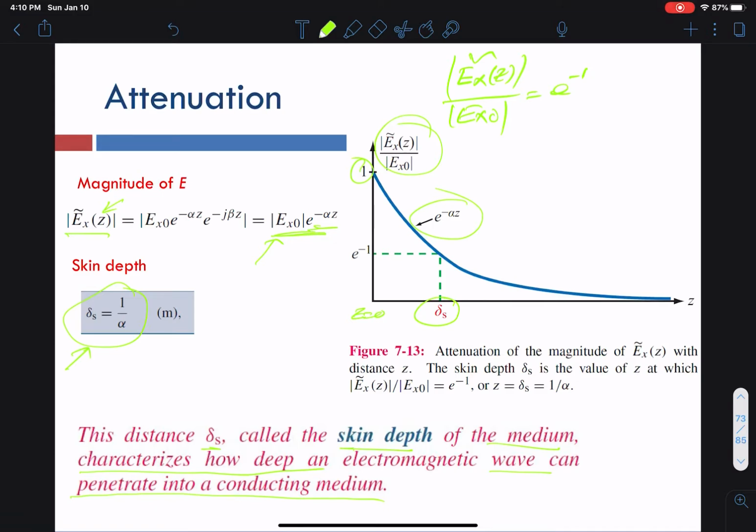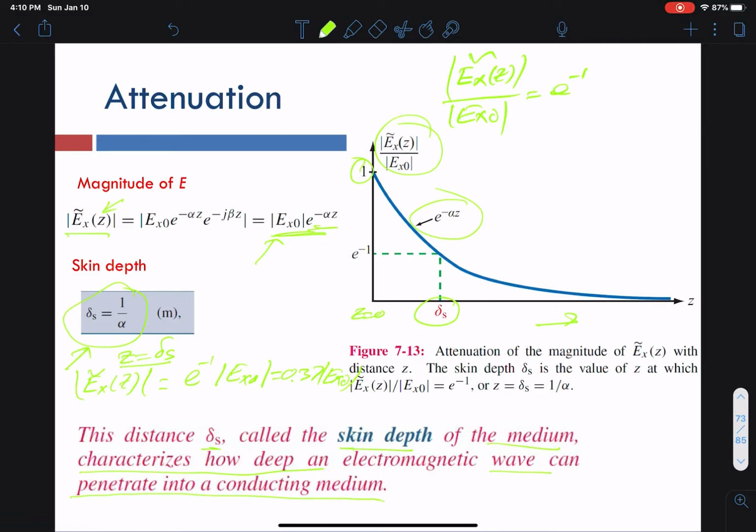At this point, when your z is delta S, this is the z axis and this is delta S, your E x(z) becomes exponential negative 1, so that means it becomes 0.37 E x0. That means you have only 37% of the signal you had at z equal to 0, at z equal to delta S.